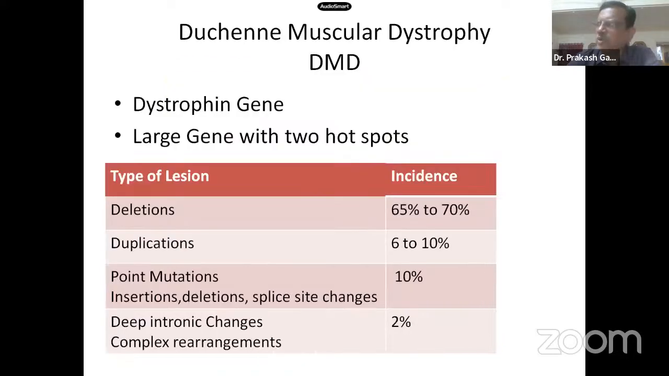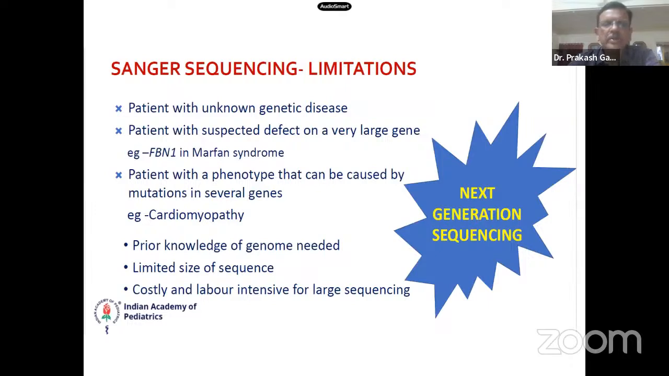Now, this has also become important because maybe in a few days, some gene therapy will be available, and for a patient to get gene therapy, we must know what the mutation is and whether that gene therapy can be applicable to the patient. So that's why we must have a molecular study for that particular patient. So as I said, limitations for Sanger sequencing are a patient with unknown disease, or a patient suspected of having a very large gene defect. For example, again, Marfan is just like NF1, and dystrophy is one more condition. Or a phenotype that can be caused by multiple or several genes, like cardiomyopathy or epidermolysis bullosa or your muscle disorders.